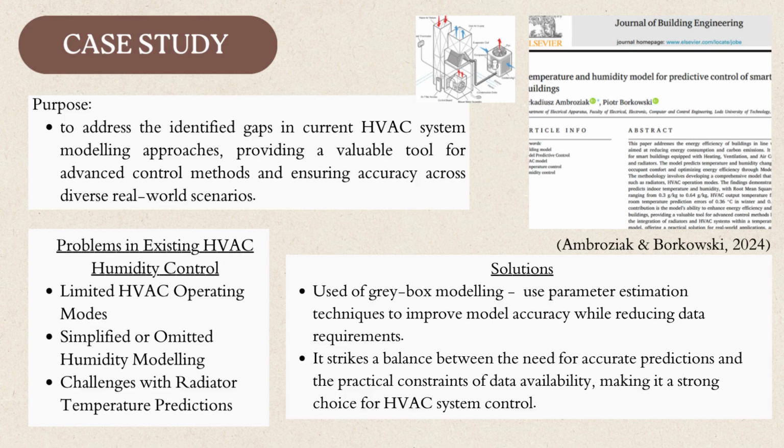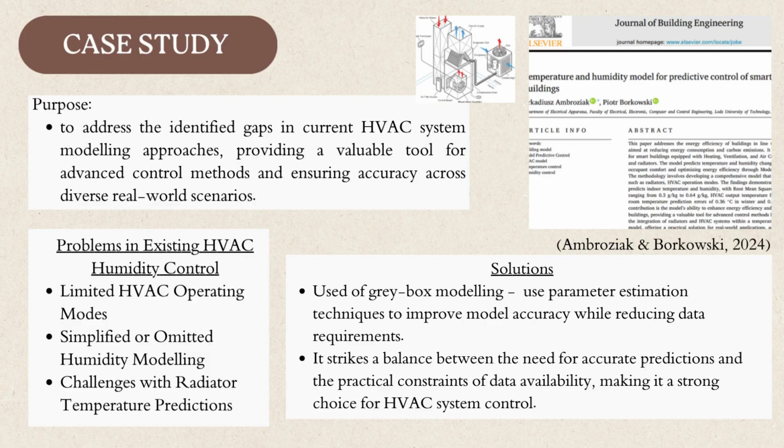So the problems in existing HVAC humidity control mentioned in the paper is first limited HVAC operating modes. Models usually handle only cooling or heating, which is not all HVAC operations. The second one is simplified or omitted humidity modeling, where humidity is often simplified or ignored, which reduces comfort and also efficiency predictions. The last one is challenges with radiator temperature predictions, where external water supply variations make radiator temperature predictions become unreliable.